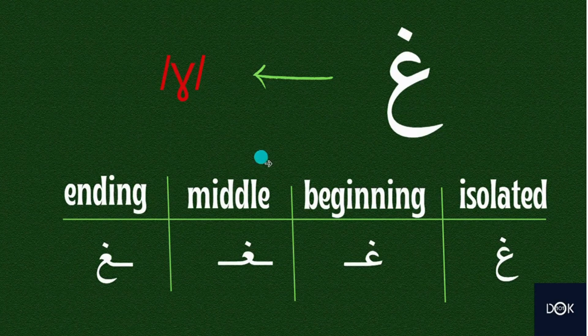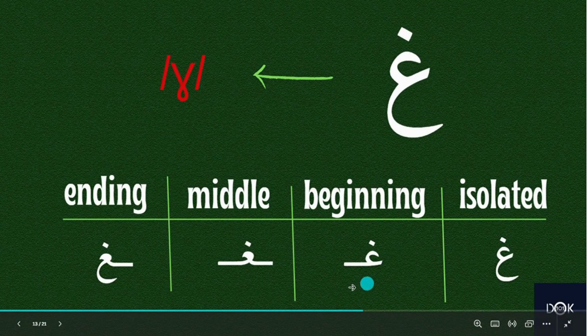The formation of ghayn is just like ayn. In the middle of the word, it is connected on both sides. At the end, it could be connected or in an isolated form. And at the beginning, it is connected to the letter that is followed by ghayn. Let's have a look at the examples.